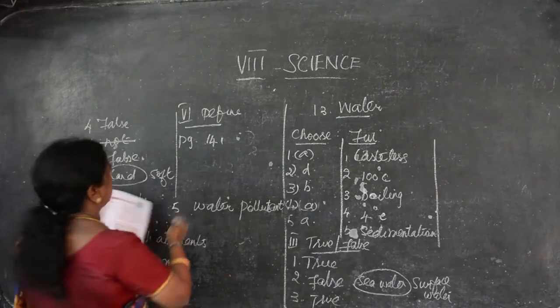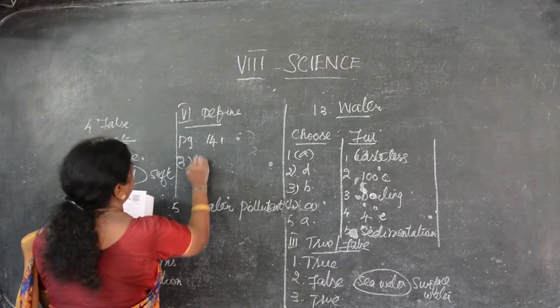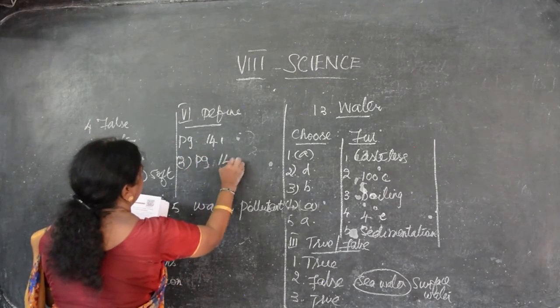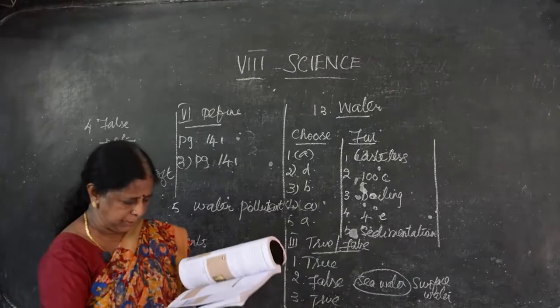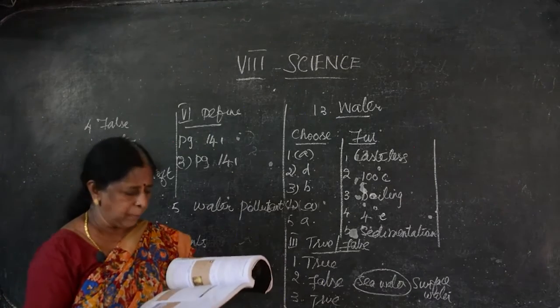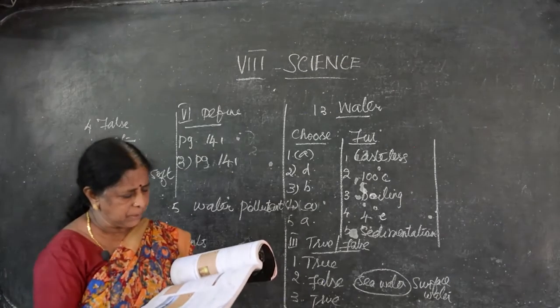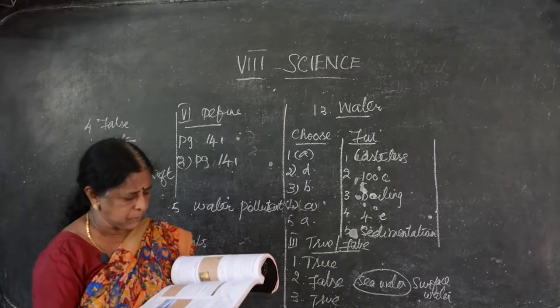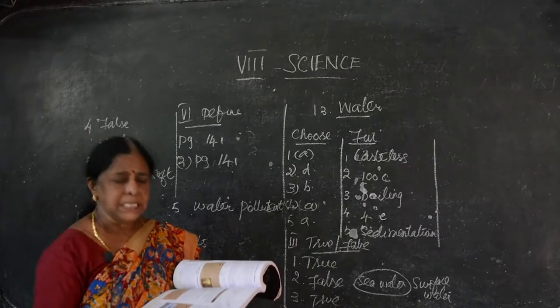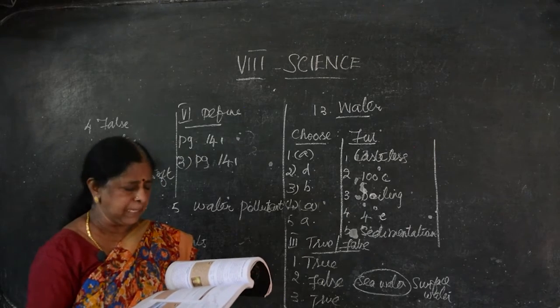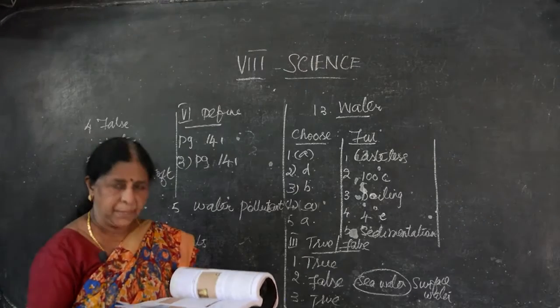Boiling point, question number 2. Page 141, that is boiling point. Under the heading boiling point, the boiling point of water is 100 degrees Celsius at 1 atmospheric pressure. At this temperature, water boils and changes into steam. And in that paragraph, 4 lines only written.